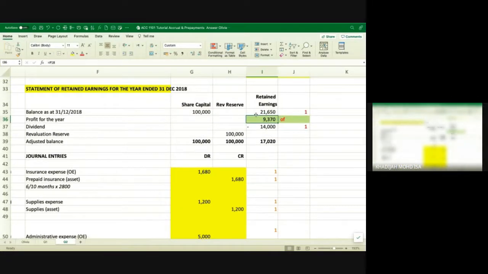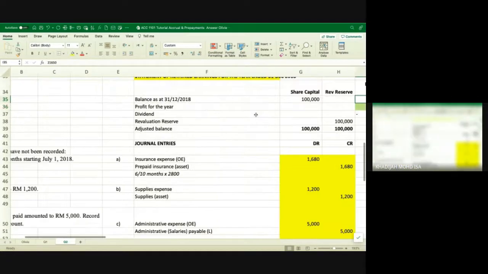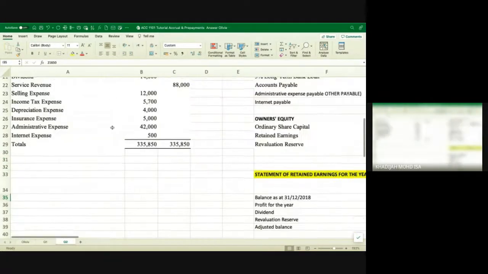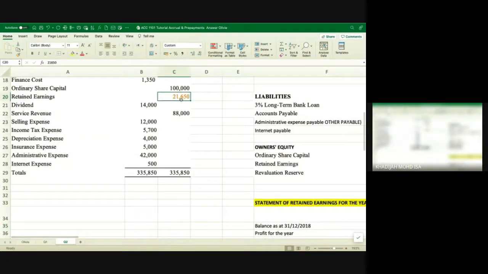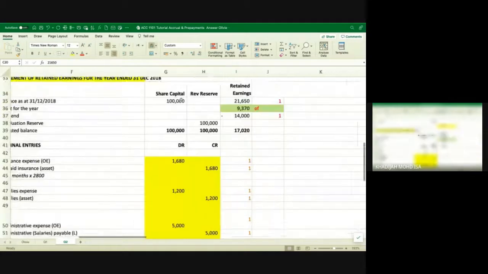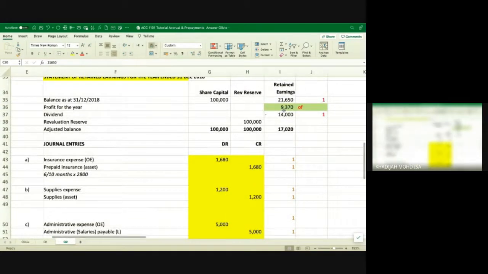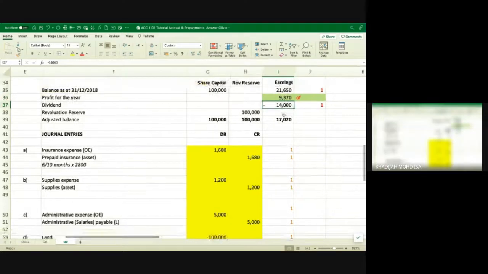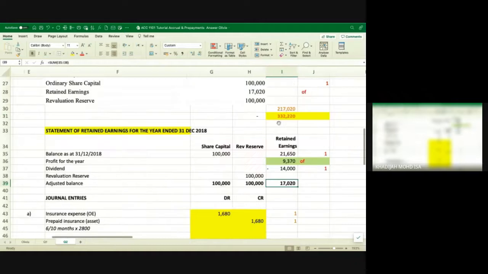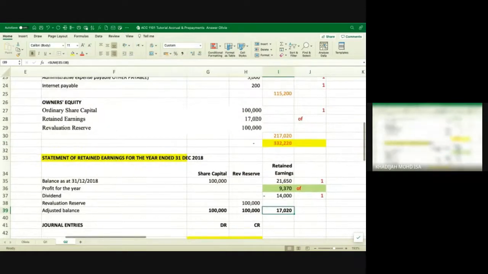Beginning, you have 21,650. How do you know 21,650? Based on the first information provided, 21,650. And then you plug in the profit for the year from your profit and loss account. Then if you have dividend, you minus from your retained earnings. So you get the adjusted retained earnings, plug that into your financial statement. Then you have your revaluation amount. Here is also another 1 mark. Okay, so you are done now.